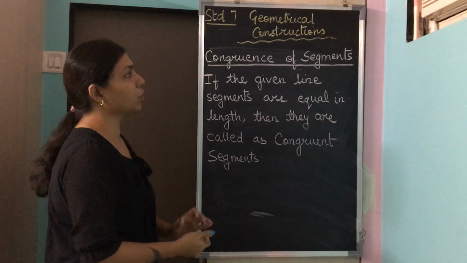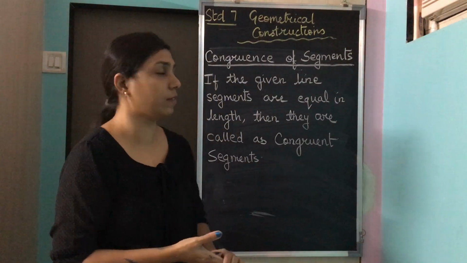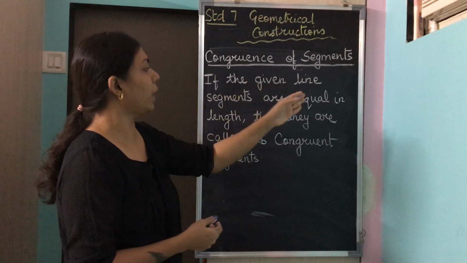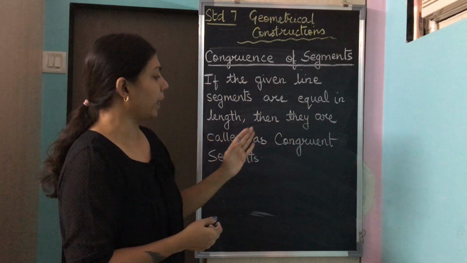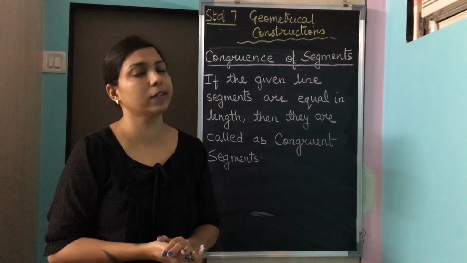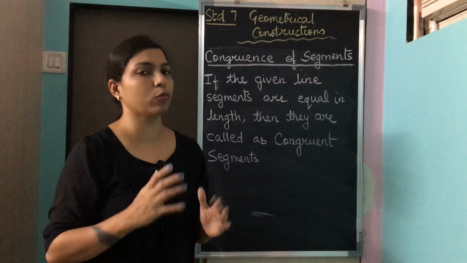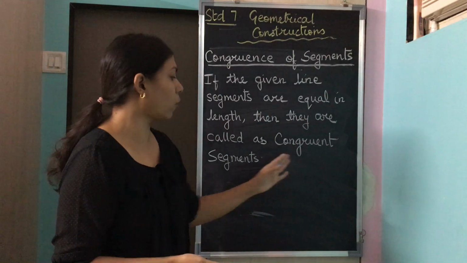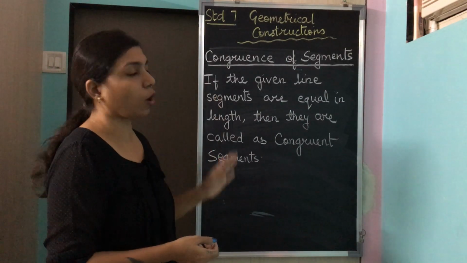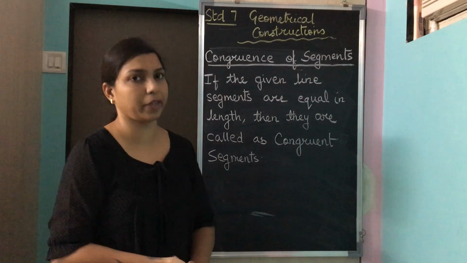Okay, so the definition of congruent segments is: if the given line segments are equal in length, then they are called congruent segments. Means if one or more line segments are having the same measurements, then they are called congruent segments. I want you to copy this down, and then I'll give you the further examples.